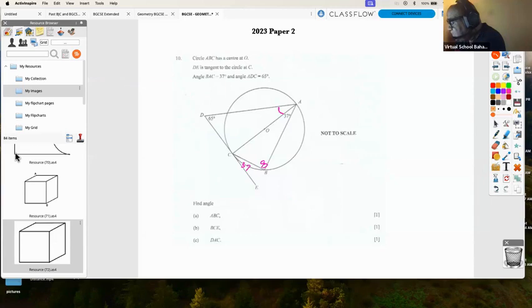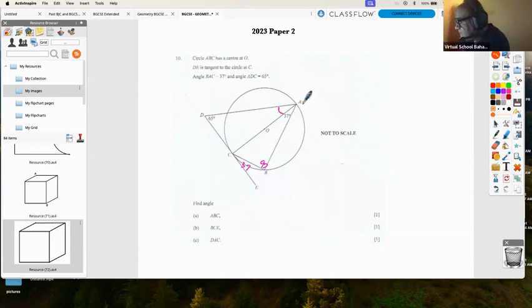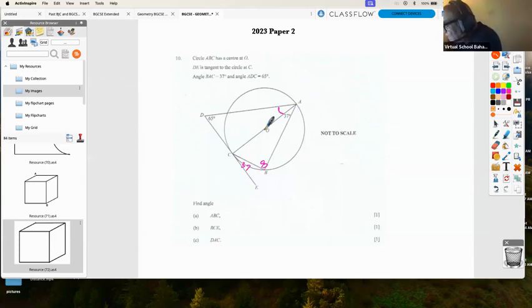No. 25. How did you get that? I added 65 and 90 degrees and then subtracted it from 180. Yeah, that is absolutely right.